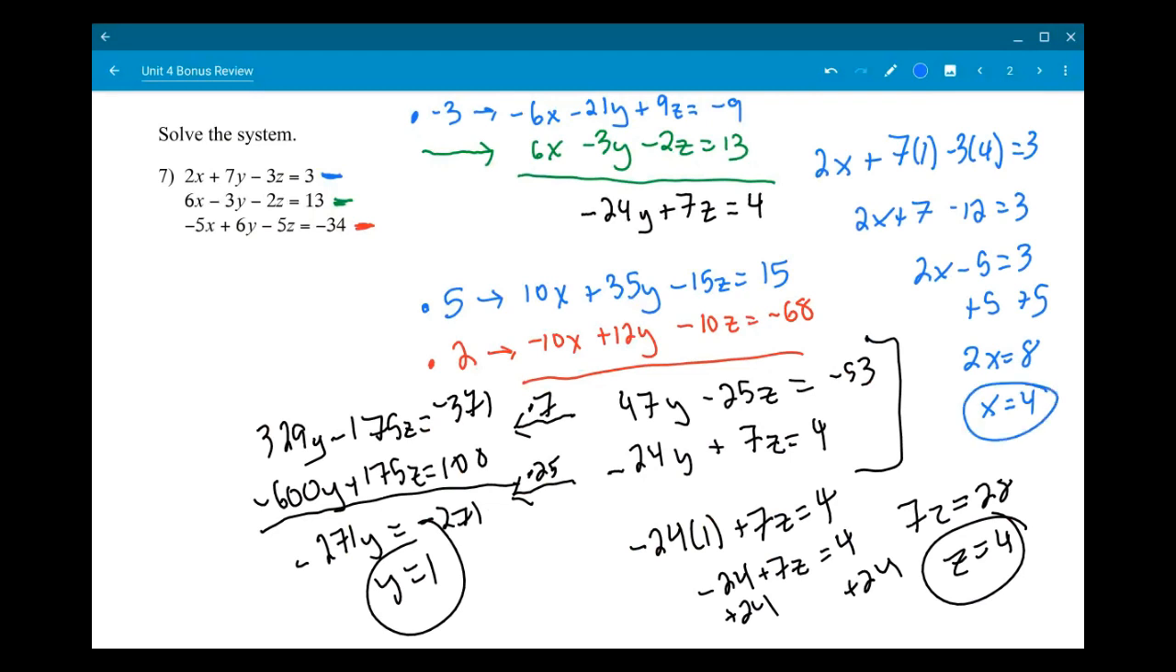Now, the hard part in all of this is that I've shown you one method of getting to x equals 4, y equals 1, z equals 4. There are a whole ton of different methods you could have gone with, depending on whether you eliminated x's right away, or y's right away, or z's right away.